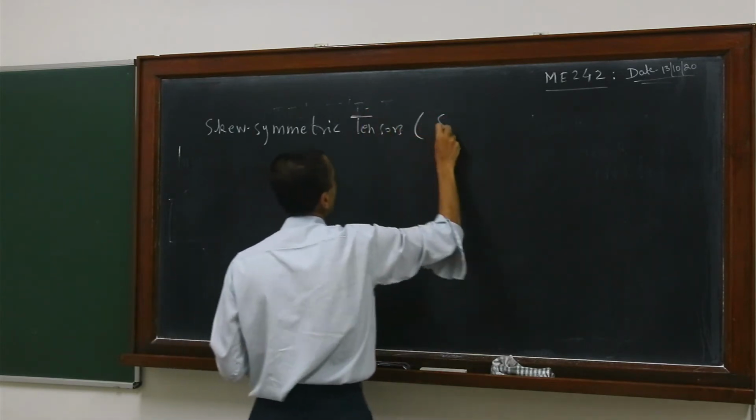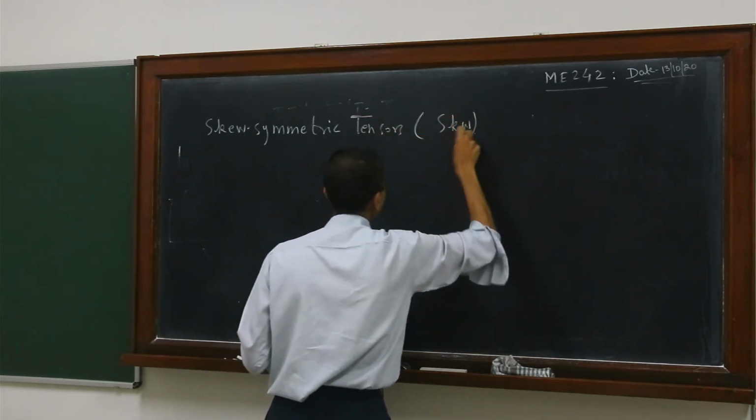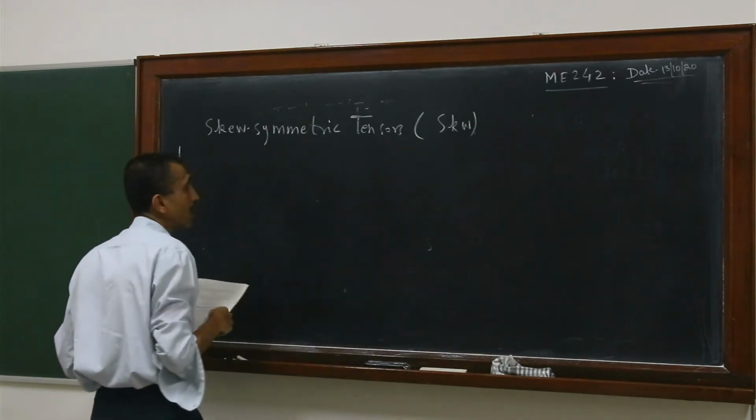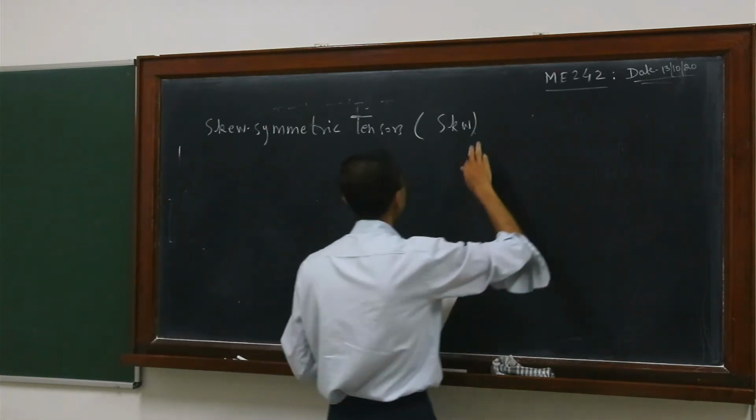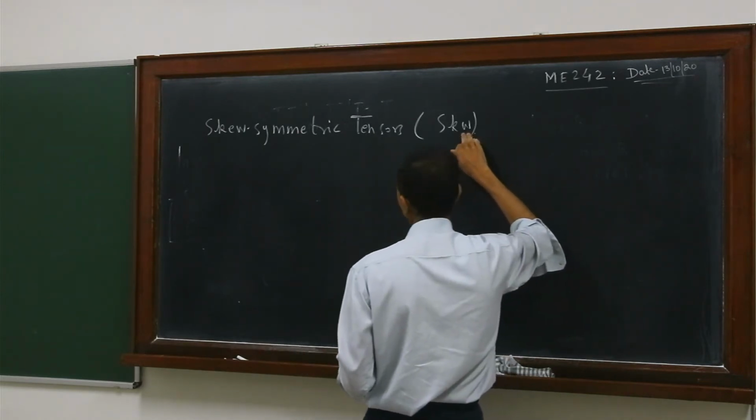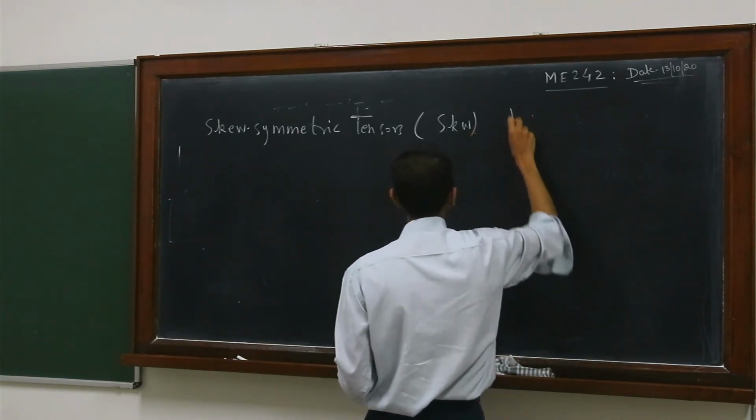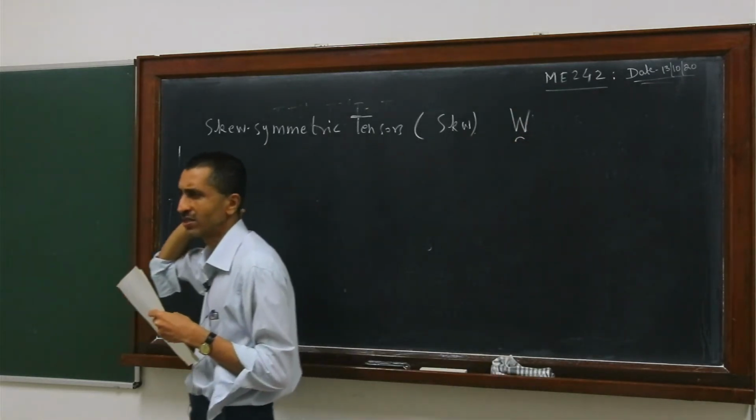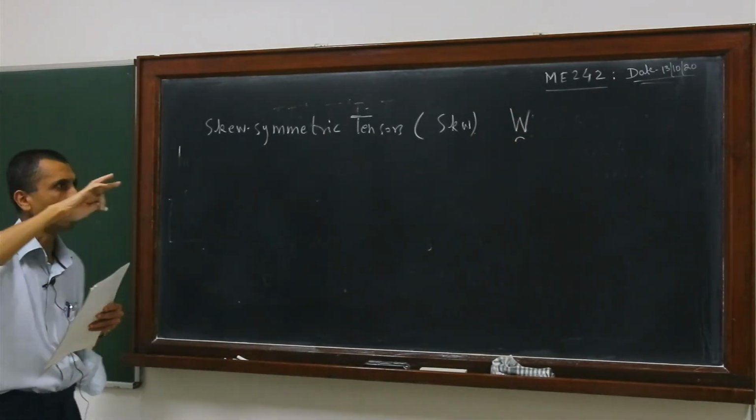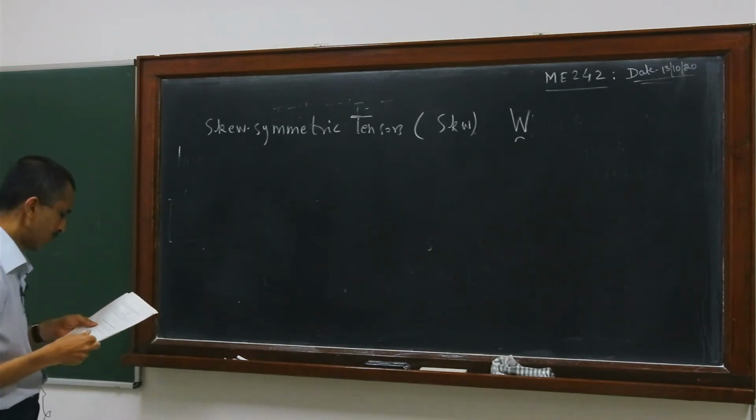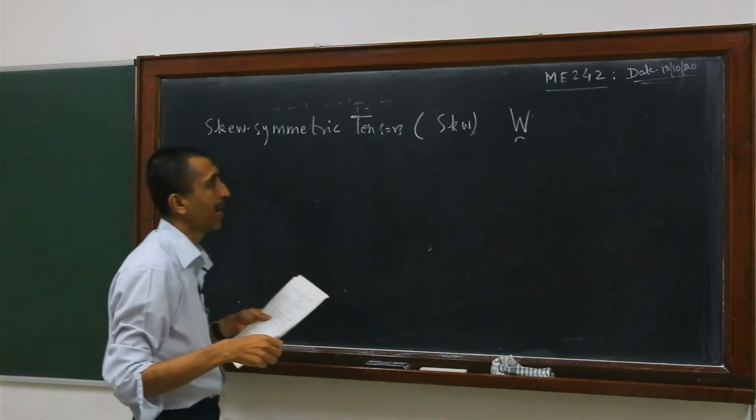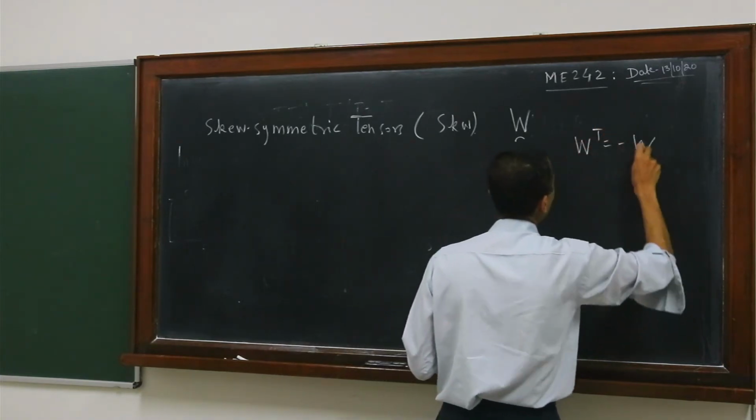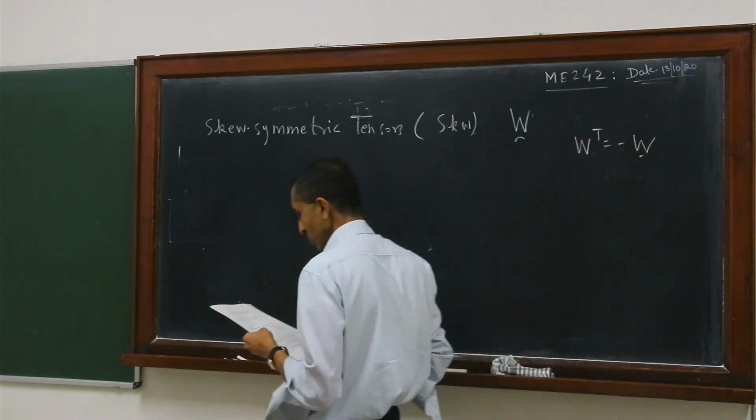This is Skw. Typical elements of this set of skew symmetric tensors I will denote by W. This is just a typical notation for skew symmetric tensors that is used in the literature, so I will use that. Basically we have that W transpose is equal to minus W, by the definition of a skew symmetric tensor.